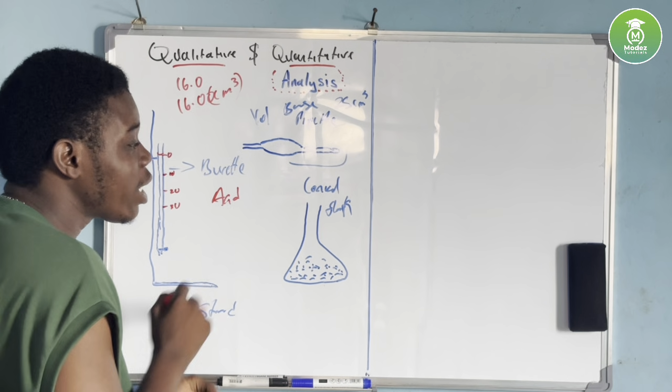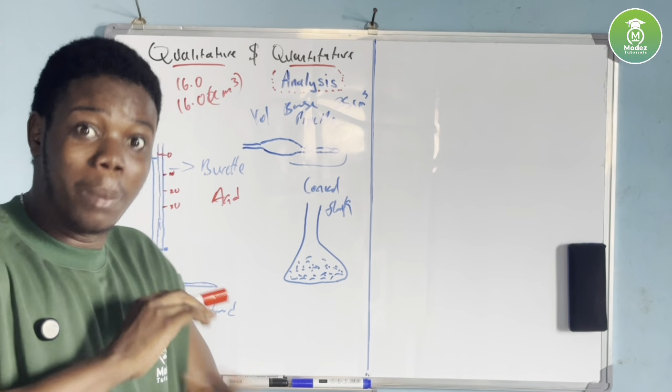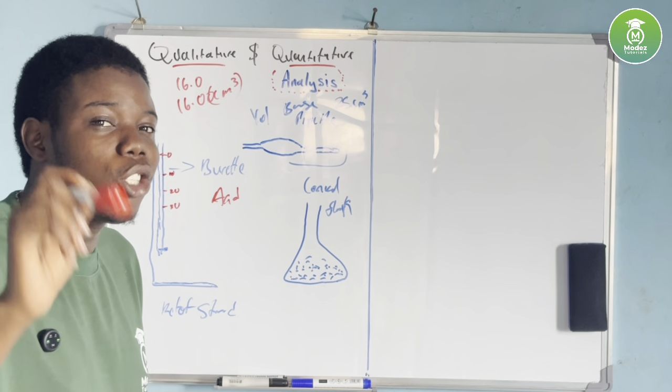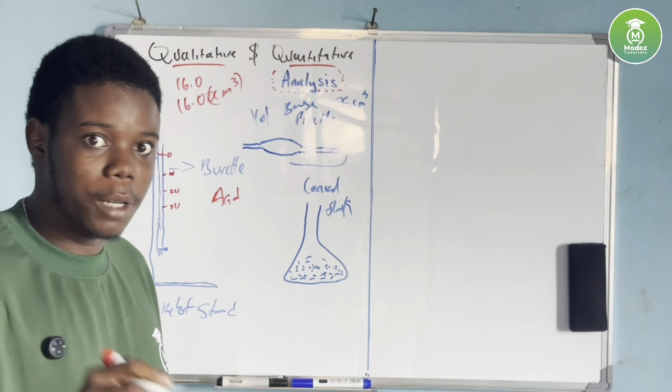Now if you do this without an indicator, the reaction will occur and it will be balanced, or it might even pass where it's supposed to reach. Do you get it? But you will not know if you do not use the indicator. That is why an indicator is very, very important.